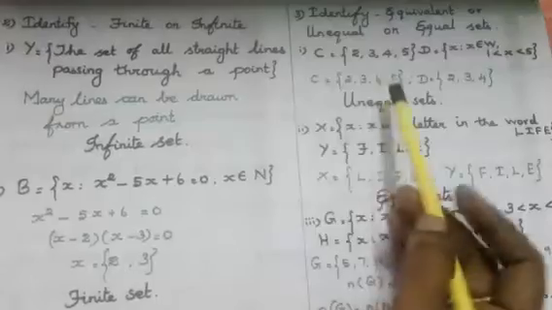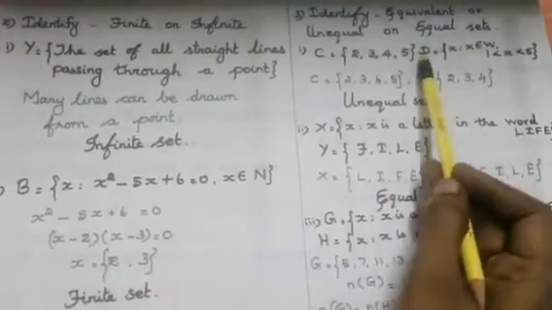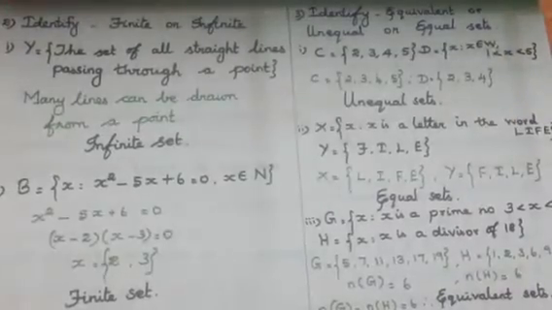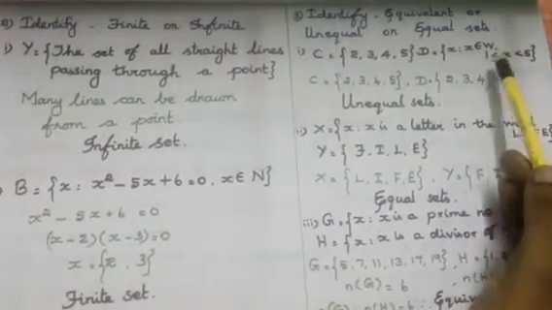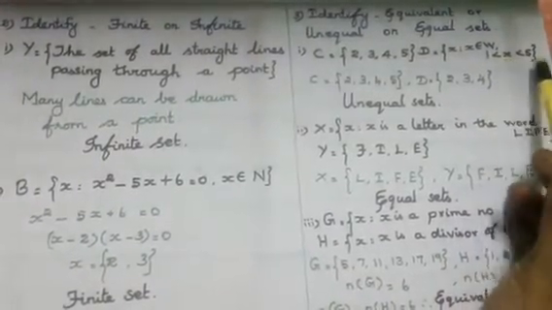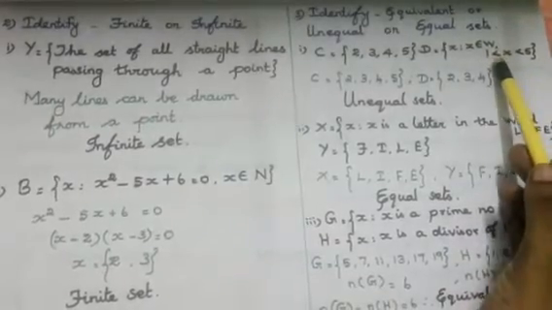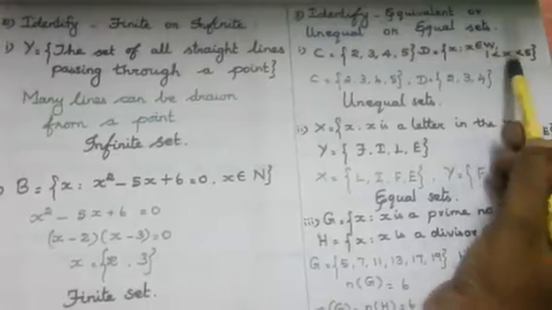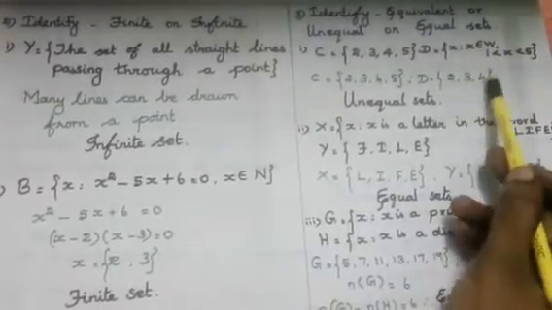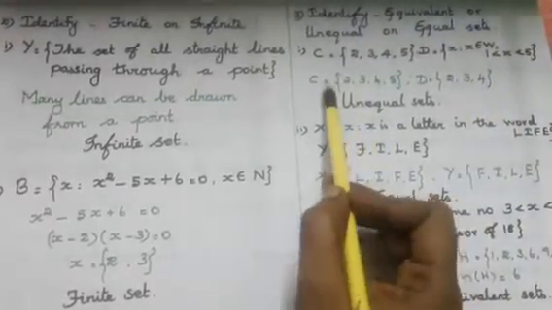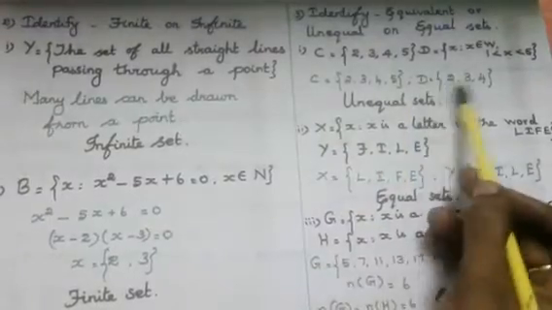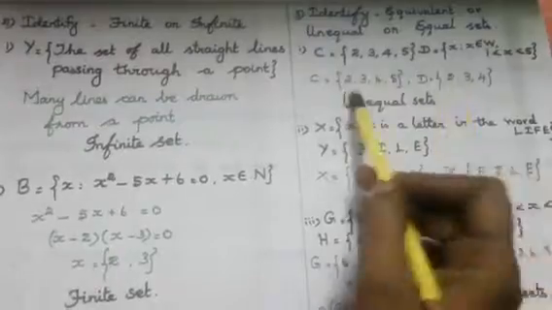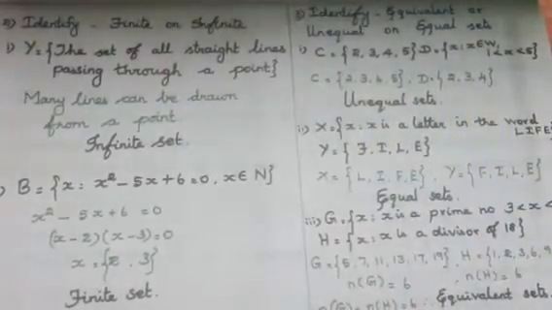First, C is equal to {2, 3, 4, 5} is given. D is equal to {x such that x belongs to W}. W means starting with 0. But here the limit is given: 1 is less than x, less than 5. So less than or equal is not given. So from 2, 3, 4 only, we have 3 numbers only. Here first set 2, 3, 4, 5. Second set 2, 3, 4 only. So this is unequal sets. Therefore, it is unequal sets.